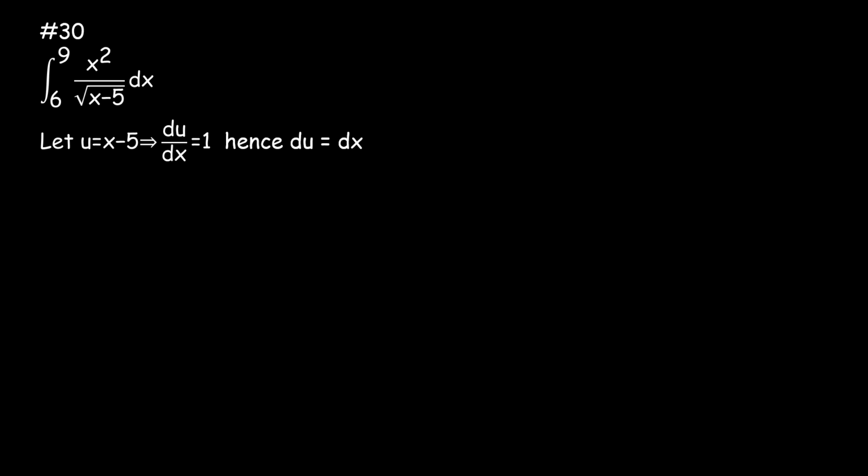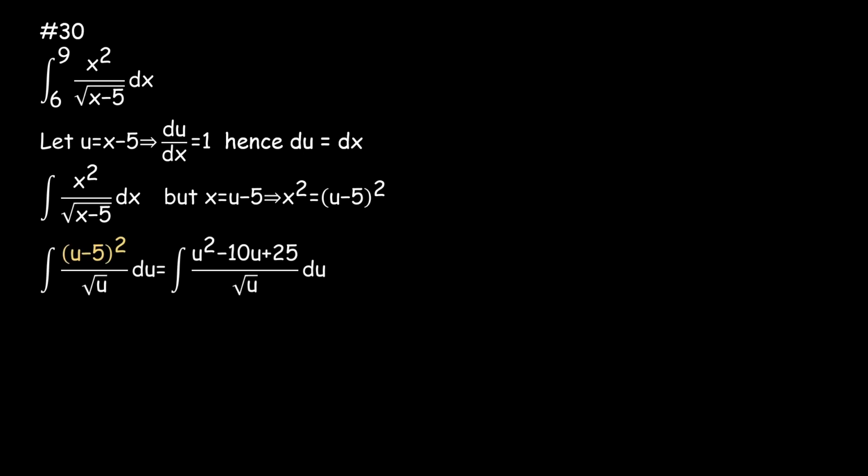Then the integral of the original equation would be x squared over square root of x minus 5, and we replace x in the numerator. If x is equal to u plus 5, then x squared will be u minus 5 all squared. After substituting, we use the binomial expansion of this value to give us u squared minus 10u plus 25 all over square root of u.